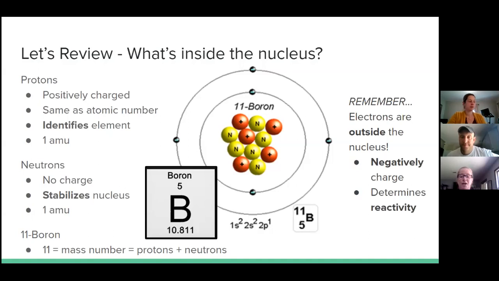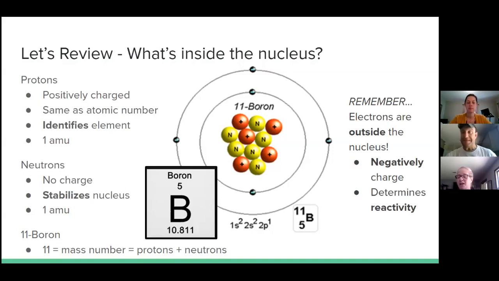Then there are the neutrons. They are also in the nucleus. They have no charge. They're actually the glue that keeps the nucleus together, that allows all those plus protons to hang out there. Protons and neutrons both have an atomic mass of 1 AMU. Remember, it's relative, so they're about the same size, so they get a value of 1.